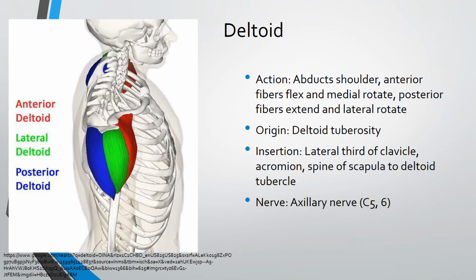The deltoid originates on the deltoid tuberosity. The action is to abduct the shoulder. Anterior fibers flex and medially rotate the shoulder. Posterior fibers extend and laterally rotate the shoulder. The origin is the deltoid tuberosity. The insertion is the lateral third of the clavicle, acromion, spine of the scapula to the deltoid tubercle. The nerve is the axillary nerve C5 and 6.